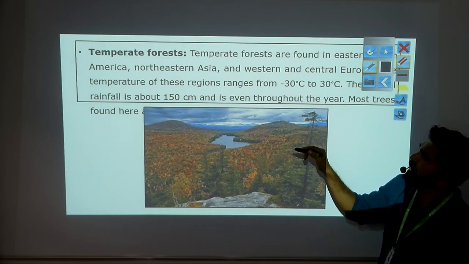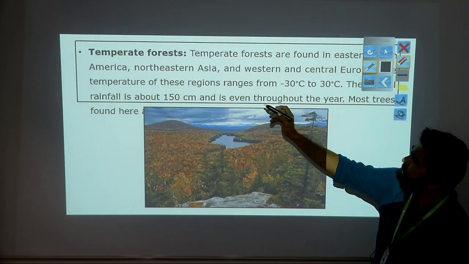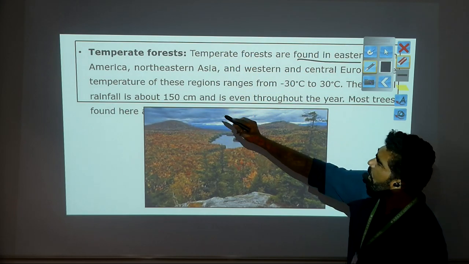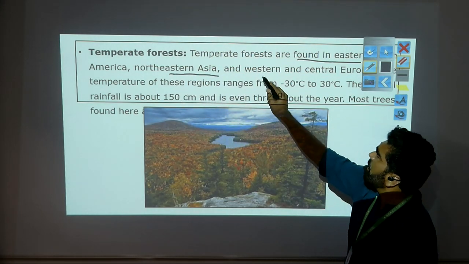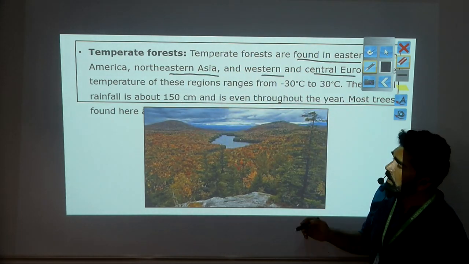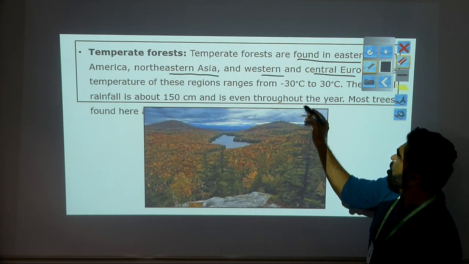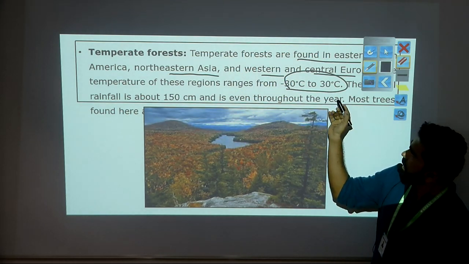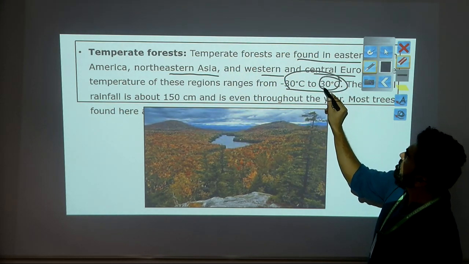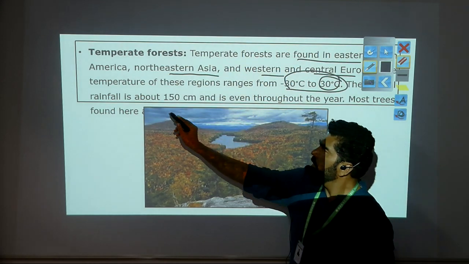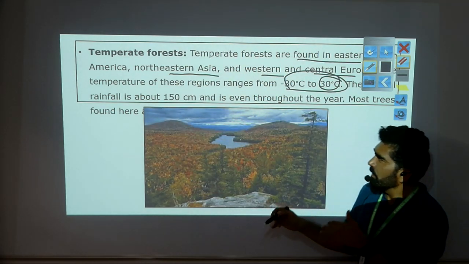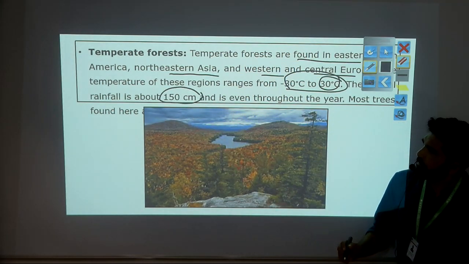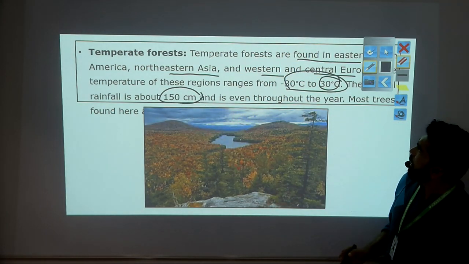Okay, so the temperate forests are found in the eastern region of America, northeastern Asia and western and central Europe. When you see its temperature, it is between 30 degrees Celsius and 40 degrees Celsius. This is wrong here. And the rainfall which is recorded over there is 150 centimeters, evenly throughout the year.